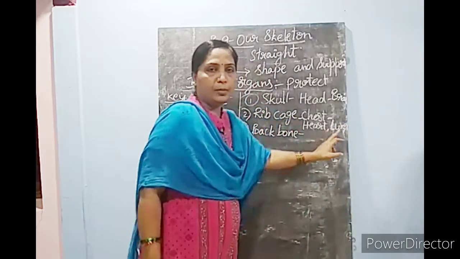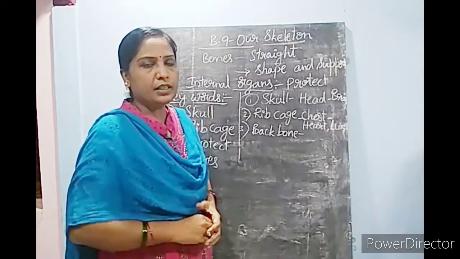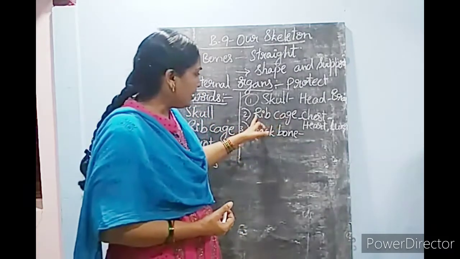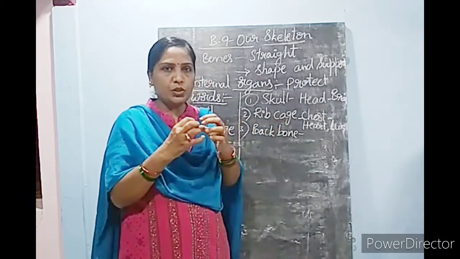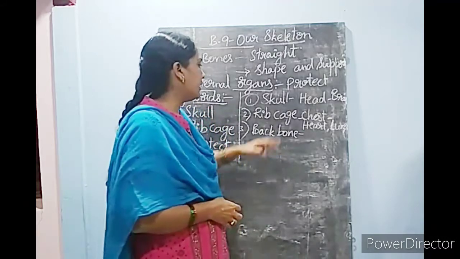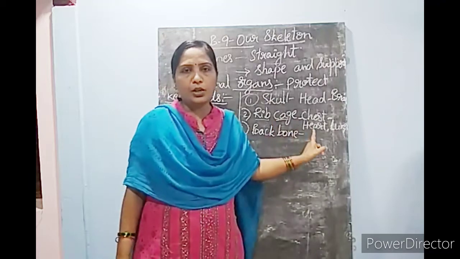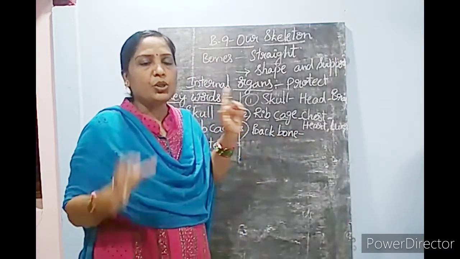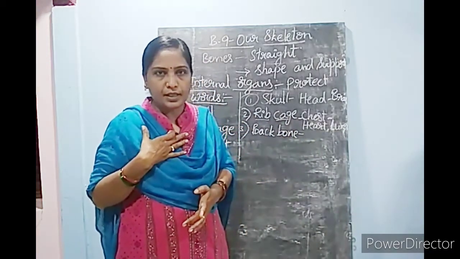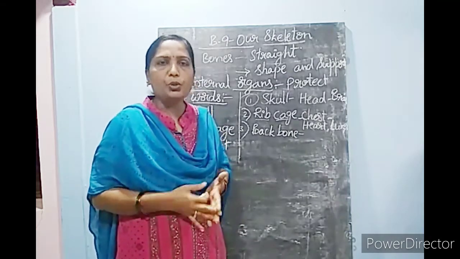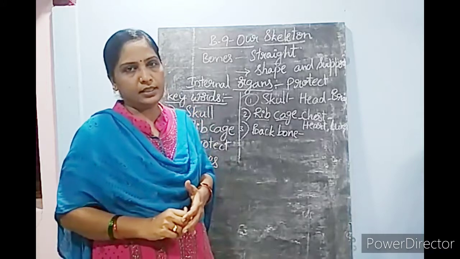So, they both are very delicate organs. They also need protection from the bones. So, some bones join together and form a cage structure. This is known as the rib cage. So your rib cage is present in the chest part and it gives protection to the heart and lungs.